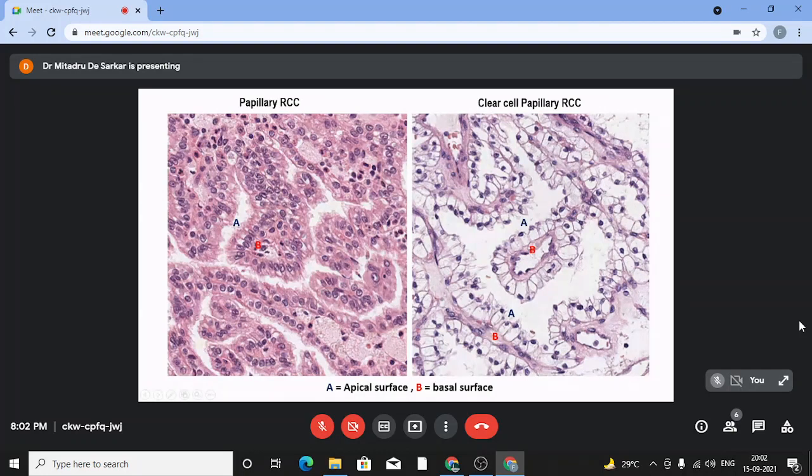The nuclei actually appear pushed out from the basement membrane and going towards the apical surface, and that is something which is seen diffusely in a linear fashion and involving all of these nuclei. So this is something very unique about the clear cell papillary RCC.